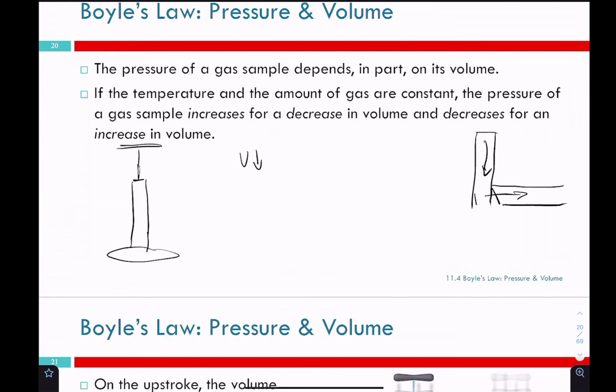So as our volume decreases, so volume down, then pressure has to go up. If volume goes up, then pressure has to go down.